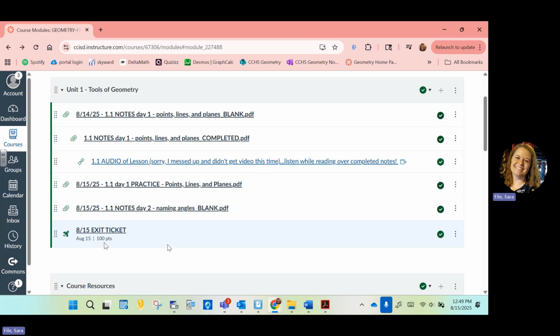It is due Monday. If you've finished and you want to go ahead and turn it in, you can turn it in the tray back here for your class period.